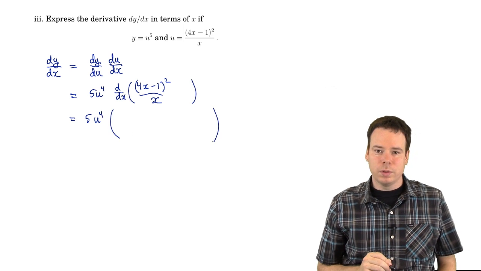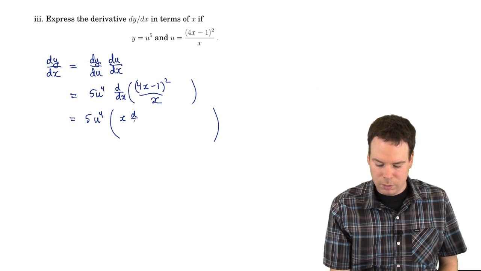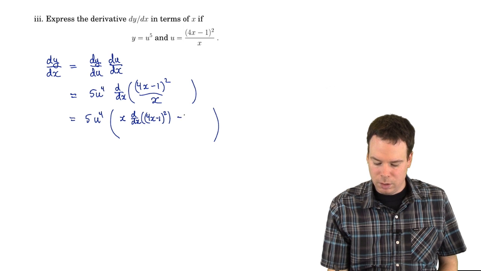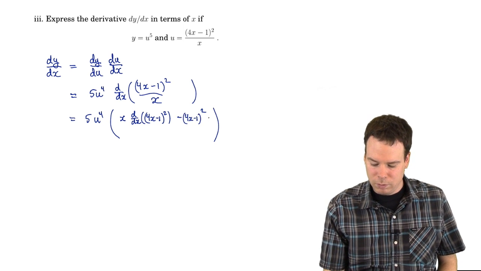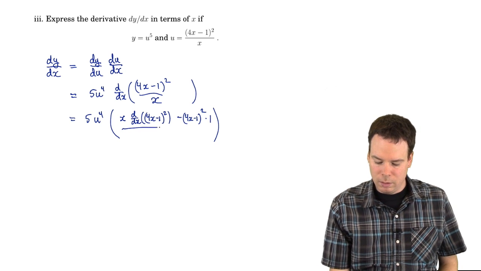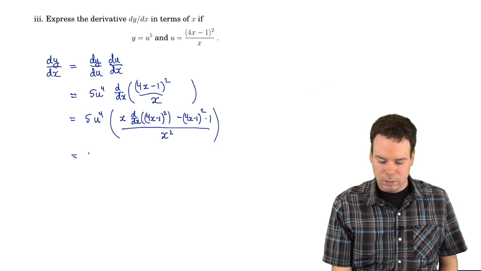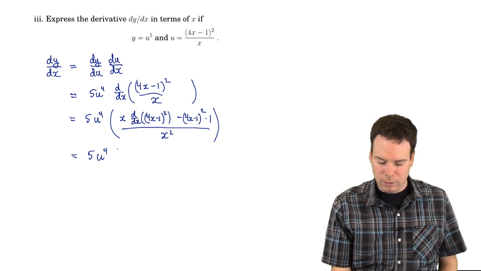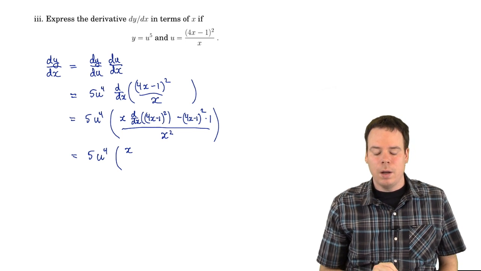What does the quotient rule tell us? Well, it tells us it's the bottom times the derivative of the top, (4x minus 1) squared, minus the top, (4x minus 1) all squared, times the derivative of the bottom. But the derivative of the bottom in this case is just 1. And all that's over the bottom squared. And so this is then 5u to the 4th times x times the derivative of the top.